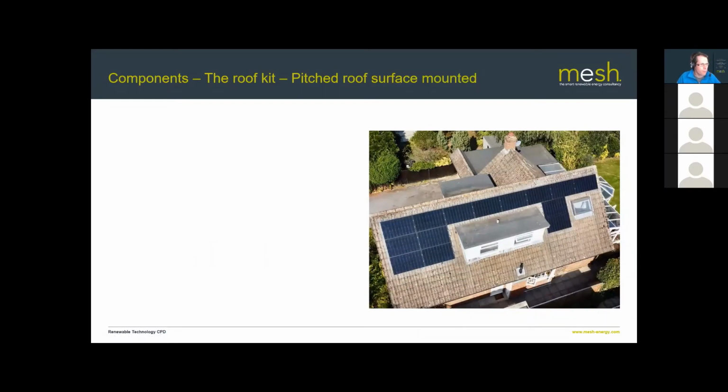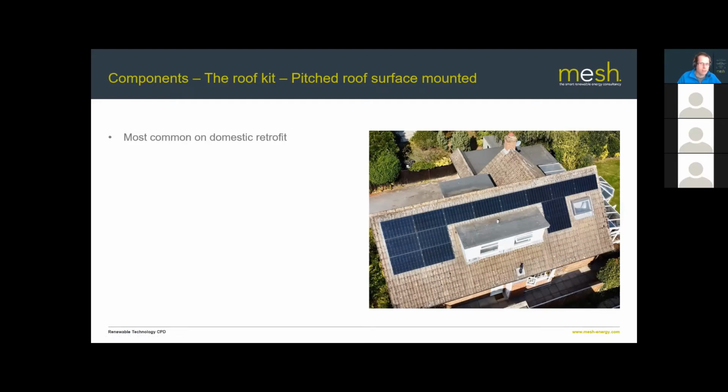So for retrofit installations, this type of system is much more common. This is where you put the panels over the top of the existing weathering surface, and then there's hooks that slide under the tiles and hook onto the laths, and that's what actually holds the panel down. But the panels themselves sit outside of the weathering surface, and this requires a lot less roofing work. And it is by far the most common system for domestic retrofit.